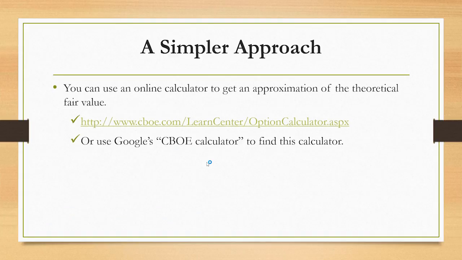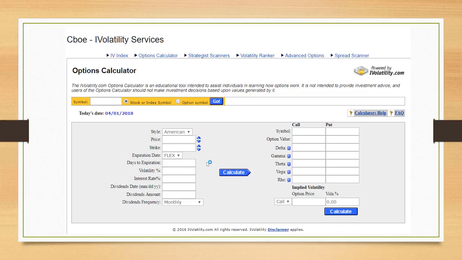Fortunately, there's a simpler approach. You can simply use an online calculator, and a fair approximation of fair value is given by an option calculator maintained by the CBOE. They're an options exchange, so their calculator is unbiased. They're not trying to influence your decision. They're simply trying to provide information.